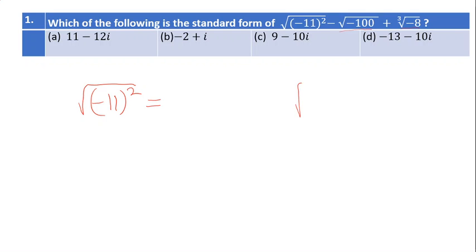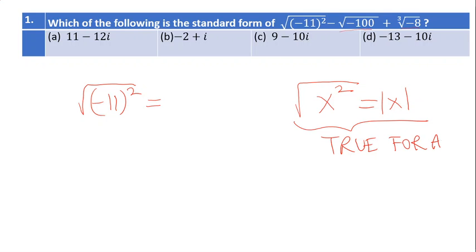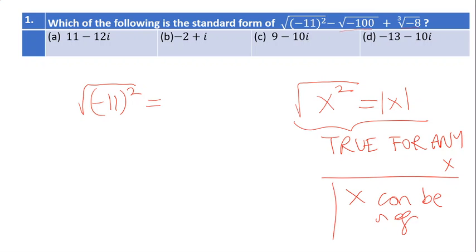Now the rule for this one is, no matter what x is, the square root of x squared is equal to the absolute value of x. This is true for any x, so it means x can be negative as well. So then I use this property here. It will be the absolute value of -11, which is equal to plus 11.